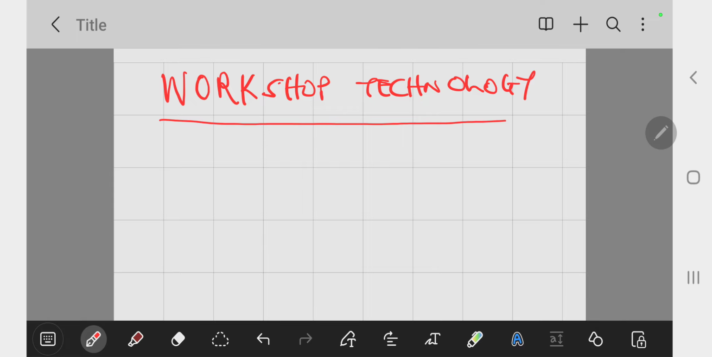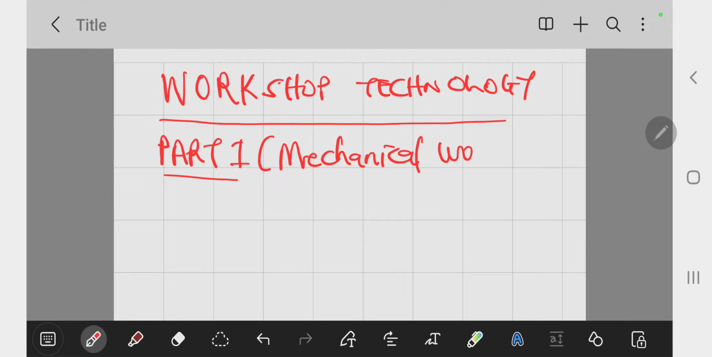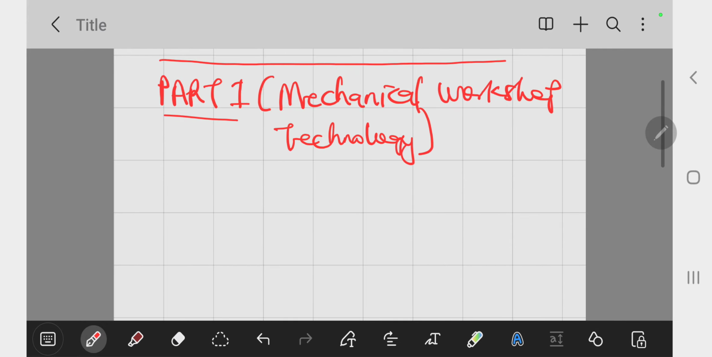When you look at this course, workshop technology, you have to keep in mind that it mainly has two parts. There's the first part, part 1, and this is mechanical workshop technology, which is basically what the first part is all about. So under the first part, in most cases, you are required to know the following topics.